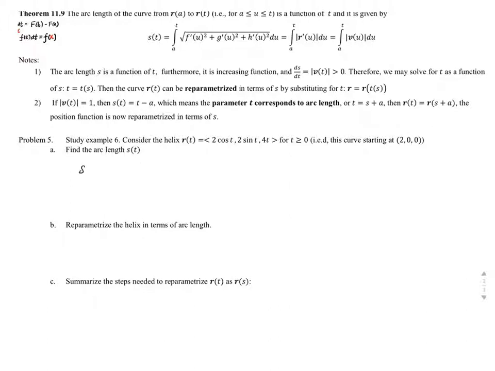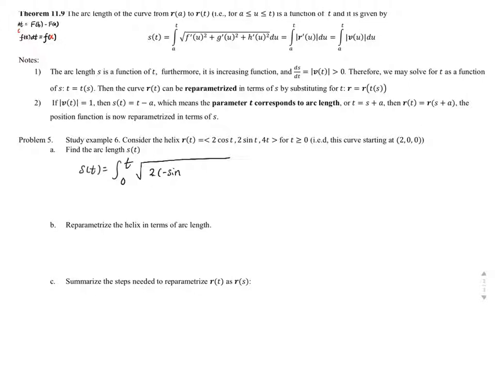According to the formula that we just introduced, the starting point is 0, right? t is greater than 0, so I'm going to say from 0 to t. Now here we need to find the derivative of each component. The first one: the derivative of 2 cosine is going to be sine, so I'm going to use 2 times negative sine.